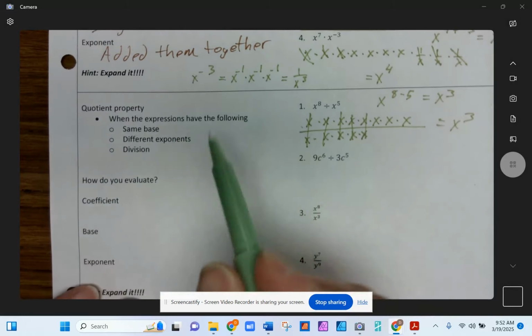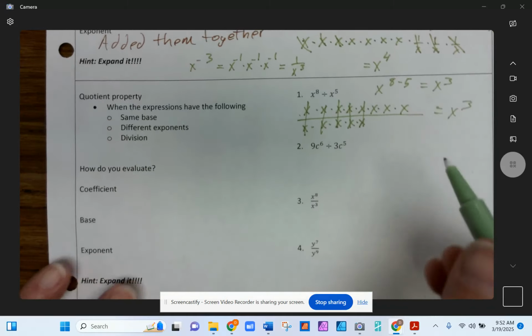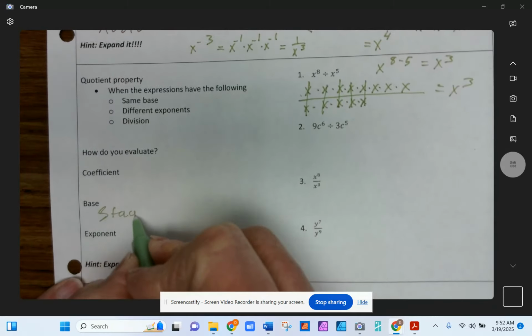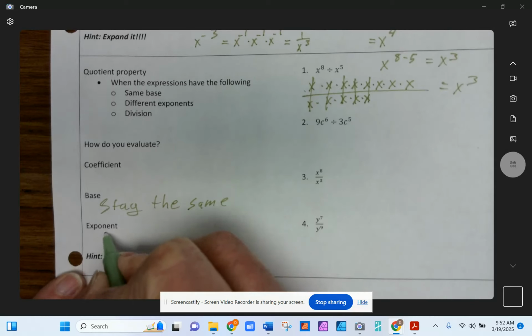So same base, different exponents. We are dividing. This is what we do, right? The base is going to stay the same, but your exponents are going to be subtracted.